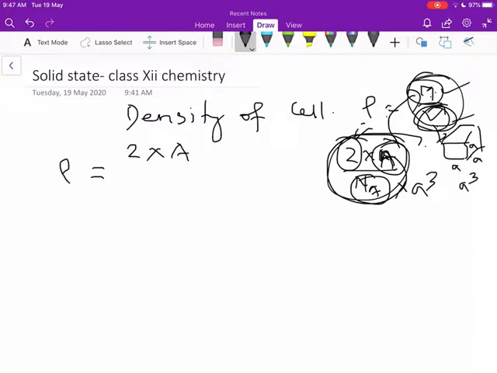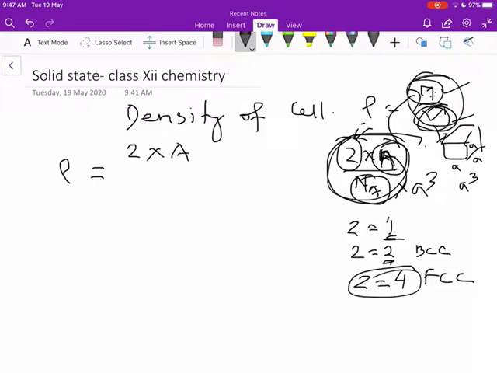Again I am repeating, Z means the rank of a unit cell, and what is Z for the three kinds of unit cell which you have seen? Z is 1 if it is a simple cubic cell, that is, a primitive cell. Z value is equal to 2 if it is BCC, body centered cubic cell. We have discussed this already in the previous class. So Z is 2 for BCC, for primitive it is 1, and for a face centered cell the Z value is equal to 4. So if it is face centered, then the total number of constituent particles present in a unit cell is 4.